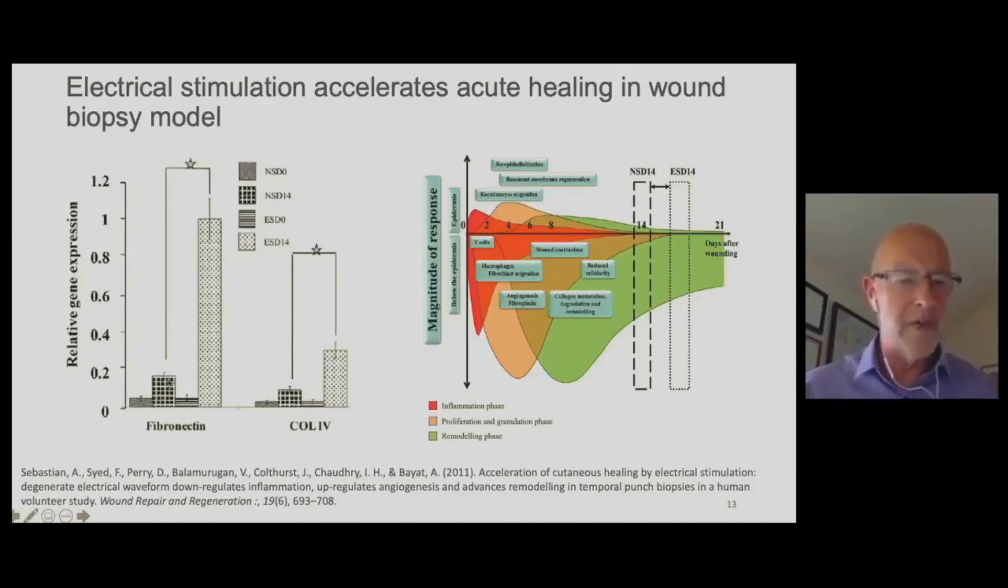Fibronectin, we know it's really important for laying down the temporary matrix, and epithelial cells will migrate over it. In normal wound healing, this is in the controls, which obviously contains some endogenous electricity. This is before stimulation, and this is before the wound, and this is after the wound. Fibronectin gene switches on. But look, after 14 days of electrical stimulation, say 20 minutes every day for 14 days, the fibronectin gene is significantly enhanced in its expression.